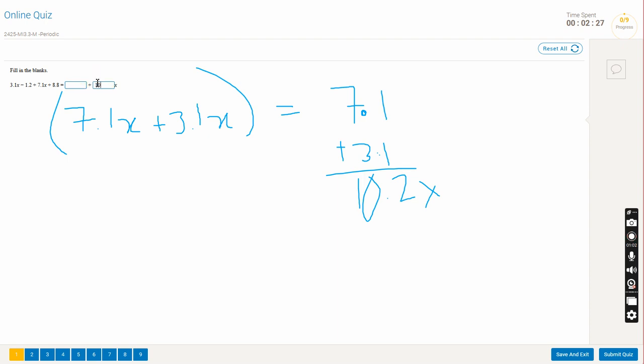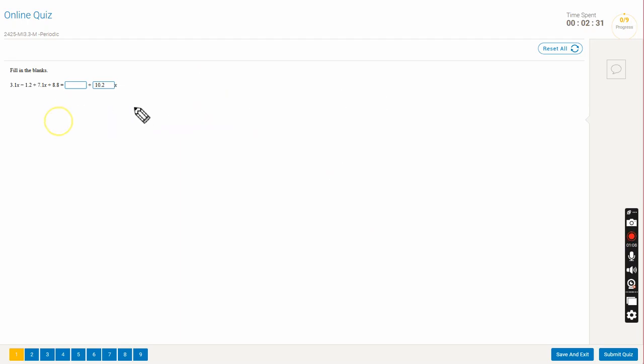So you'll get 10.2x. The next one, what it is that 8.8 minus 1.2. 8 minus 2 is 6. 8 minus 1 is 7. 7.6. So that will go here.